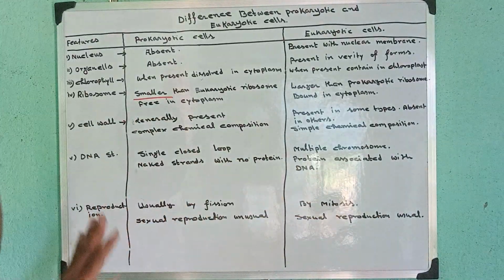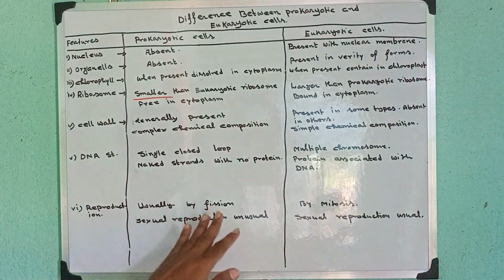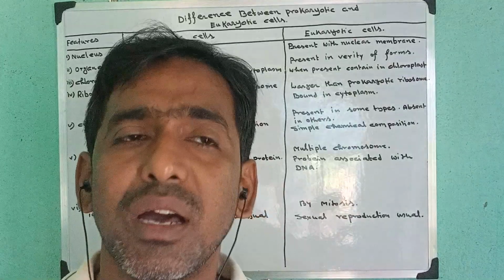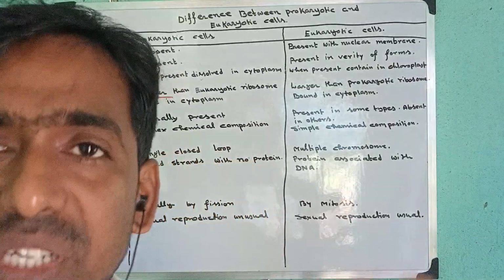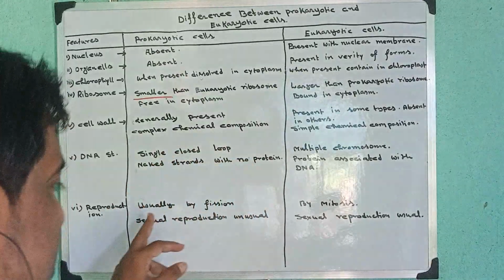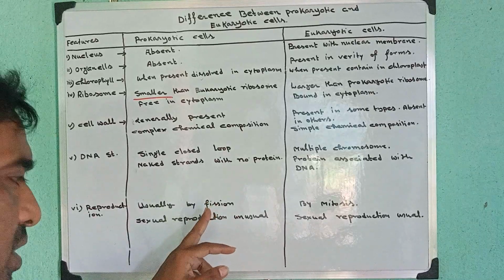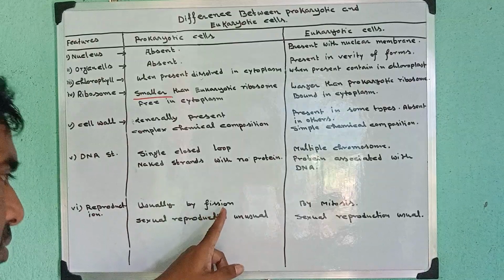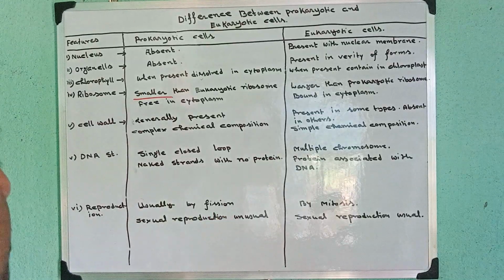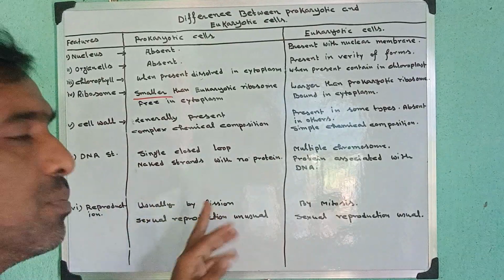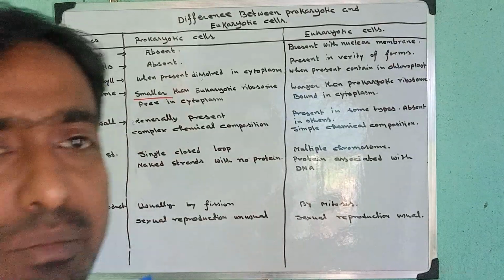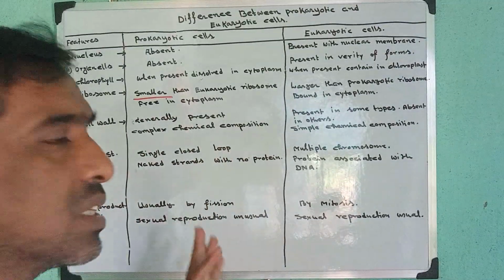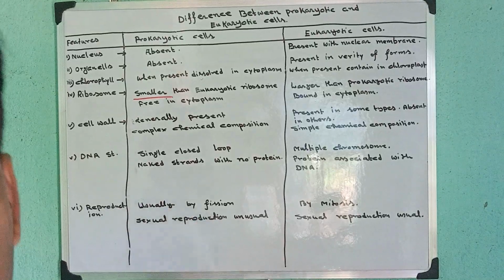Okay, next, the reproduction, which is usually by fission in the prokaryotic type. Fission means separation by breaking, and bacteria and algae use this type of method. Vegetative reproduction is another type. Sexual reproduction is unusual in the prokaryotic type.